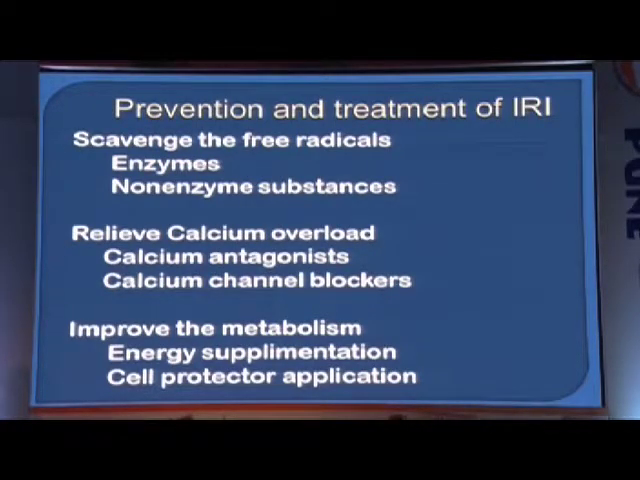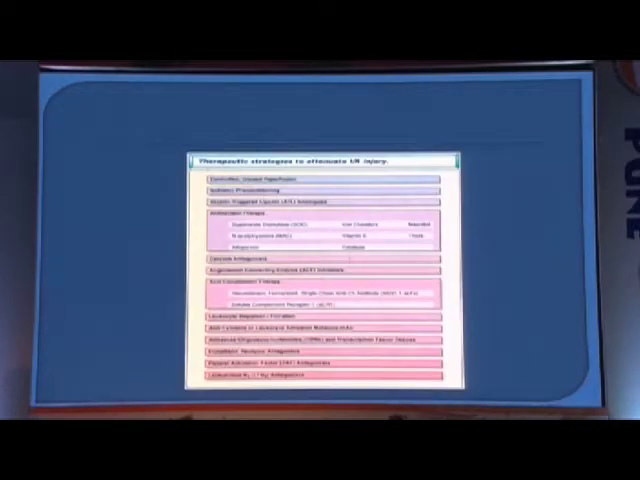How to prevent and treat? Scavenge the free radicals using enzymes and non-enzymes; allopurinol and others help in that. Relieve the calcium overload; calcium antagonists have some role to play here. Improve the metabolism, energy supplementation, and cellular protection. This is the summary. Thank you very much.